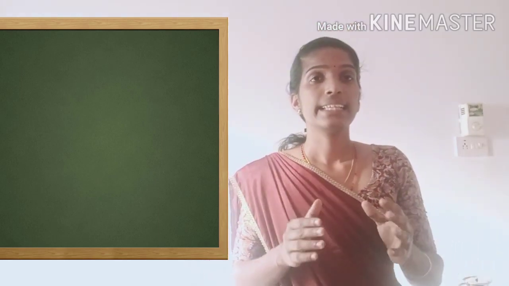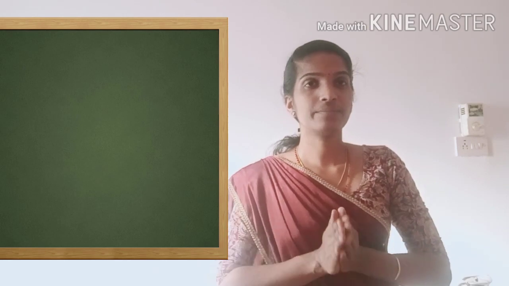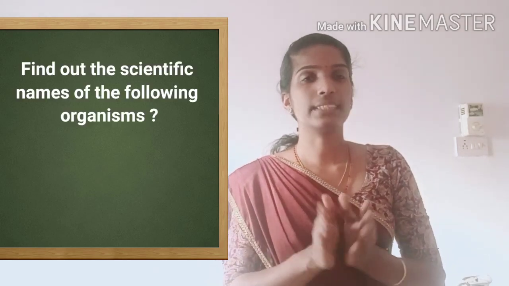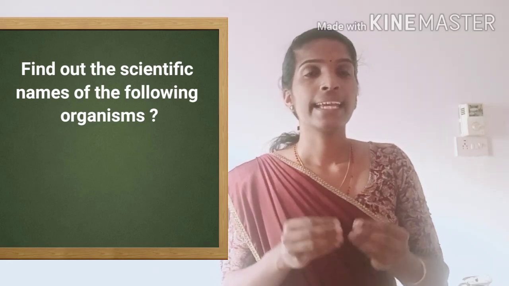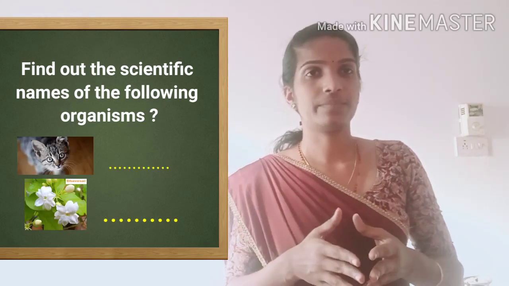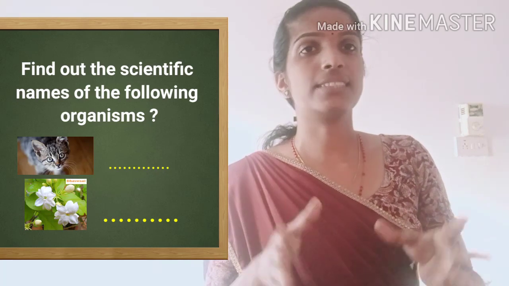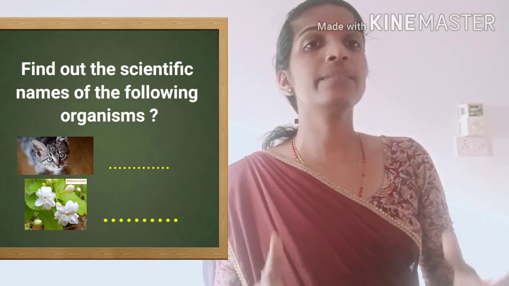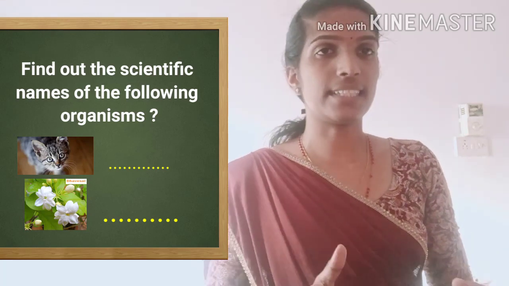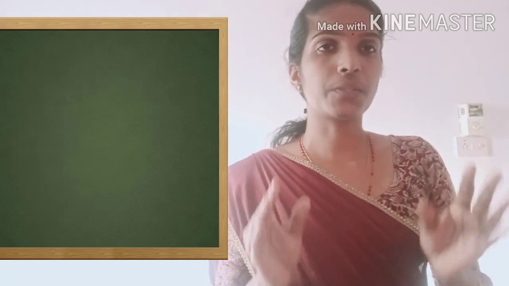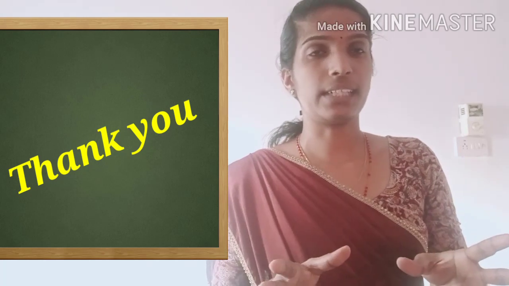Isn't it? Yes. Then you can have an assignment. Please find out the scientific names of organisms such as cat and jasmine. Are you ready? Yes, you should find the scientific names of these organisms, cat and jasmine, and you should follow the rules while writing the binomial nomenclature.